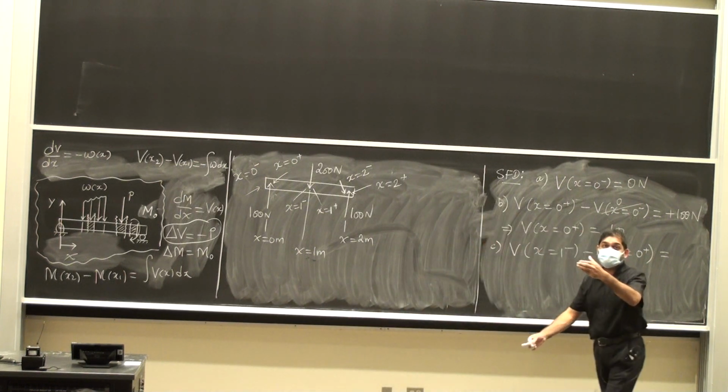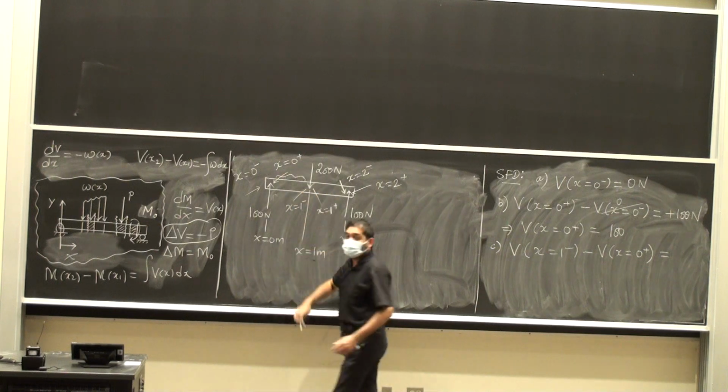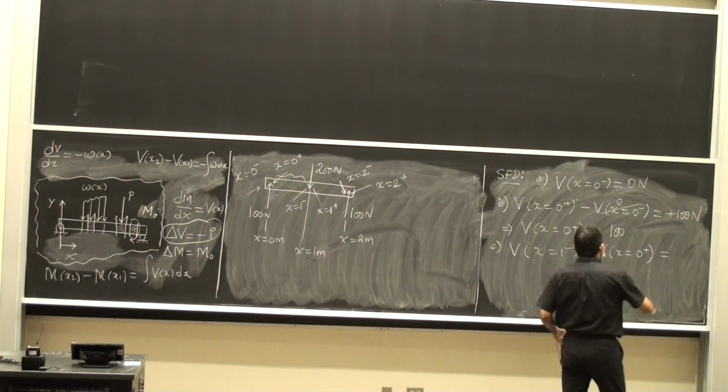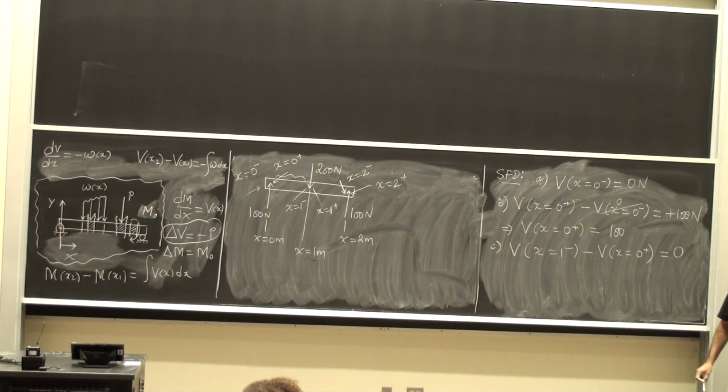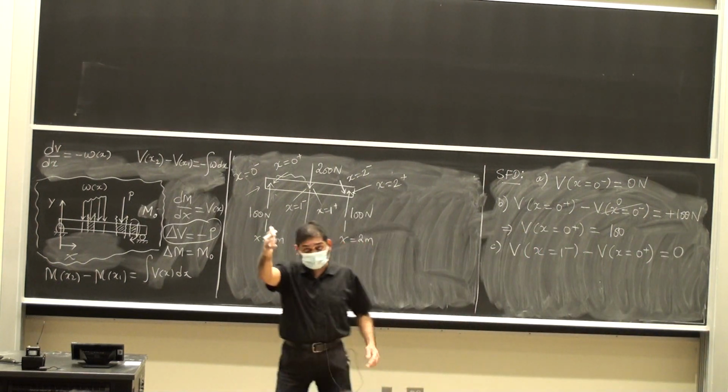So this is going to be 0, right? Because between 0 plus and 1 minus, you see there is nothing here. Does this make sense to everybody? It's important that we understand this. The problems will get more complicated as we go on.